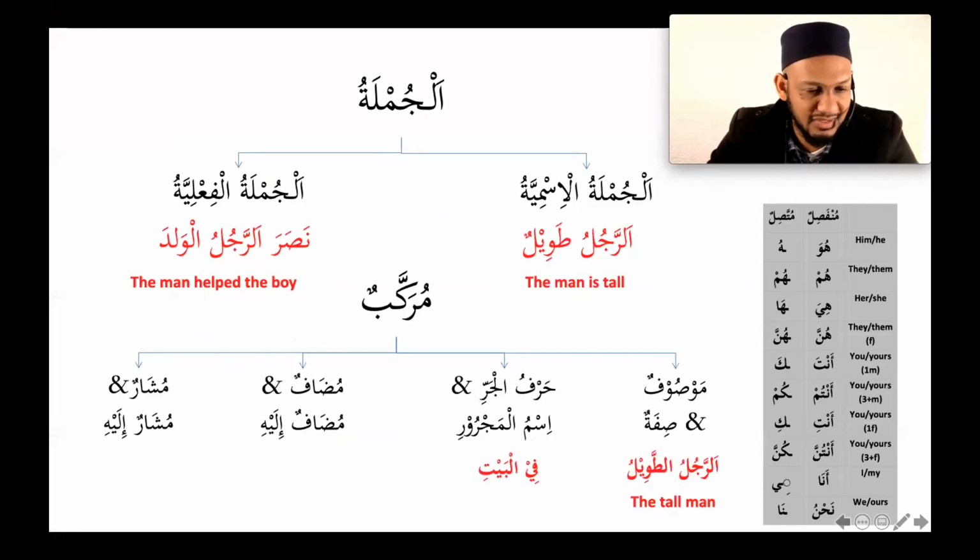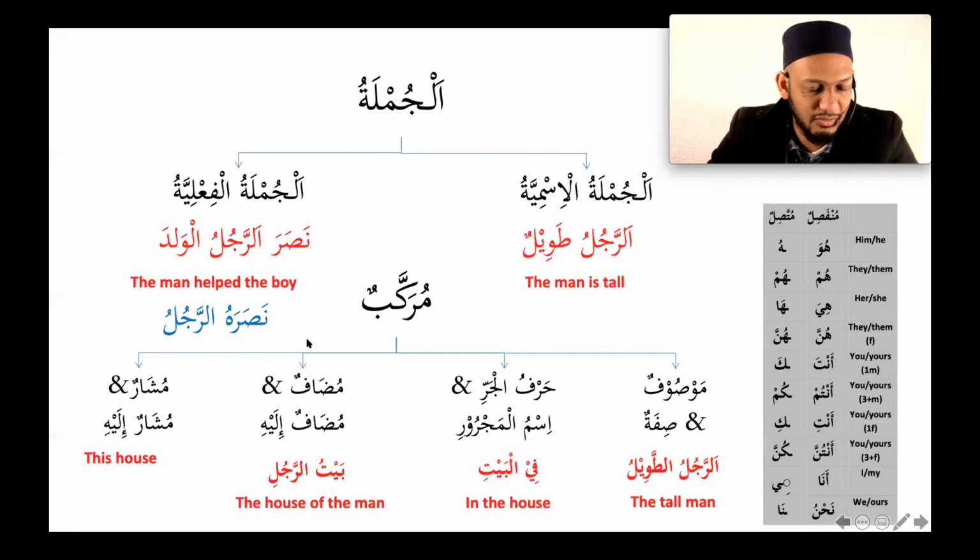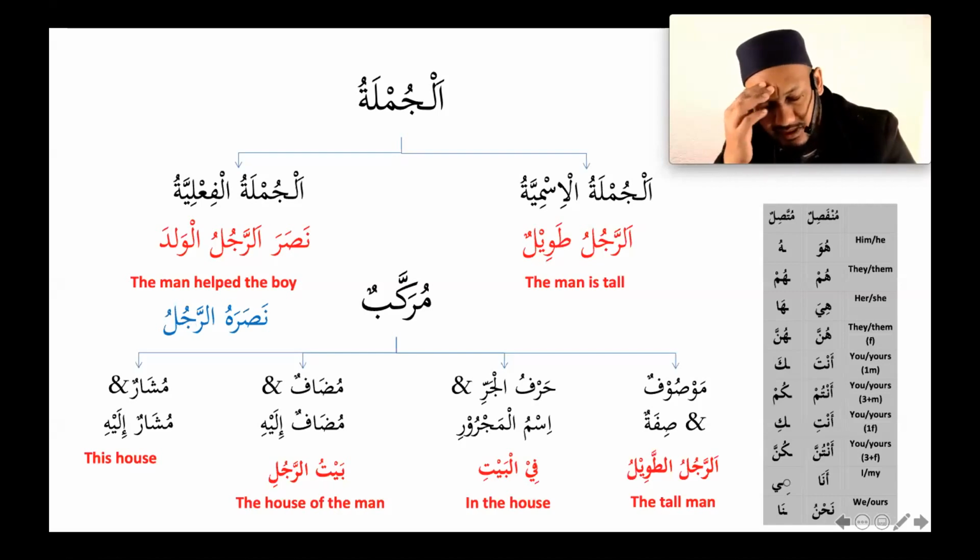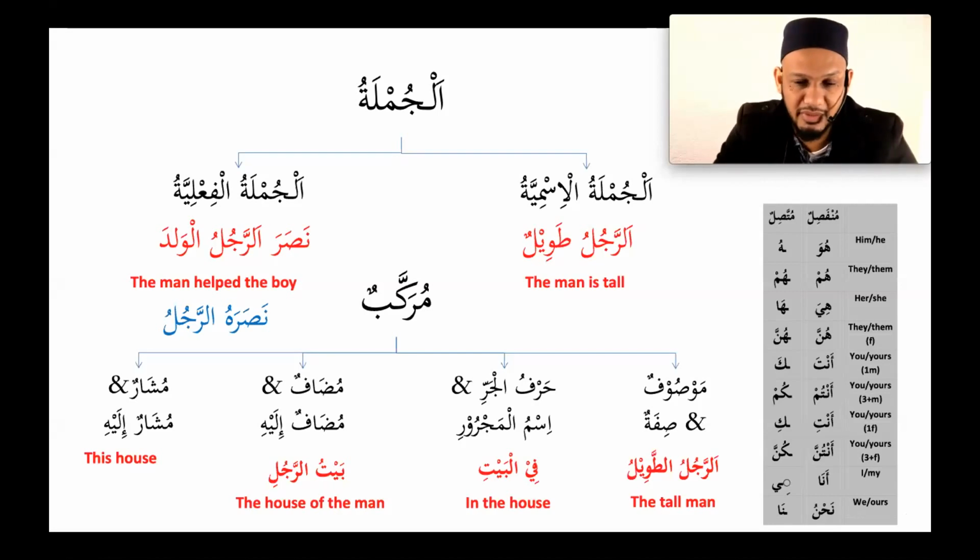Okay, so back to the sentence again. So we're looking at the first word, al-jumlatul fi'liya. Nasara ar-rajulu al-walada means the man helped the boy. Now I don't want to say the man helped the boy, I want to say the man helped him. So we still keep nasara ar-rajulu because it means the man helped. But if I add the him, I have to add the him to the nasara. So nasarahu, helped him, ar-rajulu, the man. Helped him, the man. How do I say the man helped them, many males or a mixed group?